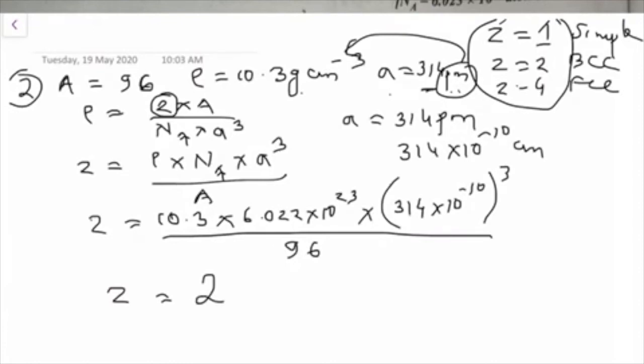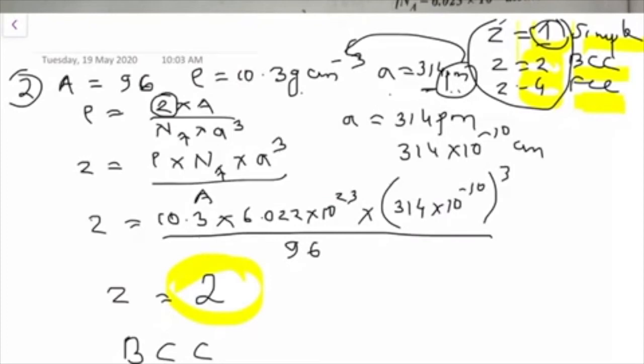Now since we have already discussed, if Z value is 1, then it is simple cubic, if Z value is 2, then it is BCC, and if Z value is 4, then it is FCC. And since we got our Z value as 2, we can now say what is the structure. We can say our structure is body centered cubic cell. Since the question was asking what is the structure of this lattice, you can say the structure of this lattice is BCC.